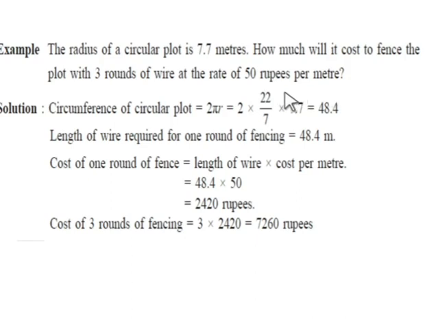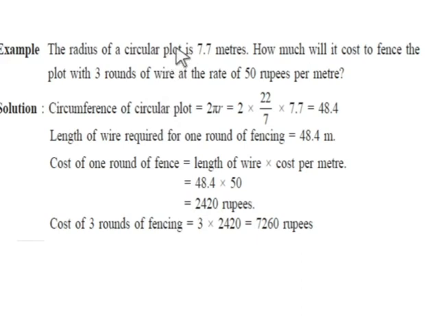So first we have to find the circumference, because as the fencing is to be done on the boundary of the plot, we have to find the length of the boundary. Length of the boundary, it means we have to find the circumference of the circular plot. Now here, as the fencing is done with 3 rounds of wire, so when we find the circumference, we are getting the length of wire for 1 round. Now as we have to find it for 3 rounds, we will multiply the circumference by 3. We will get the cost of 3 rounds of fencing.